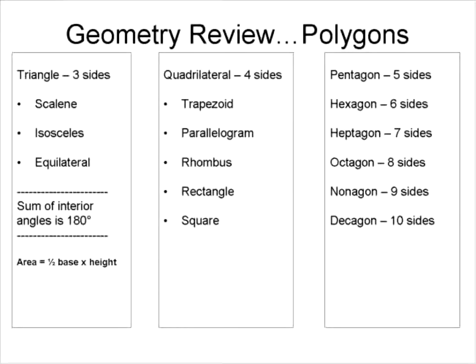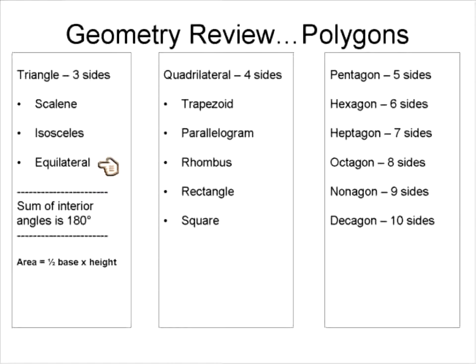So let's look at some other review here. Again, more terminology. Polygons. We have a number of polygons that we're going to work with. We're going to look at triangles, and we have 3 types of triangles. Of course, a triangle has 3 sides. We have a scalene, and if you remember, a scalene triangle means none of the sides are the same. An isosceles, which means 2 of the sides are the same, and an equilateral, which means all 3 sides are the exact same length. Those are the 3 types of triangles.